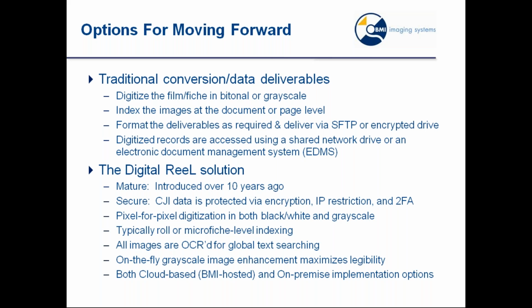Within Digital Reel, we do pixel for pixel digitization in both black and white and grayscale. So that's a big difference between your more traditional type of conversion where you scan in one or the other. We capture all content in both formats. And what we mean by pixel for pixel is that we're capturing actually the entire length of the roll of film and preserving it in high fidelity compared to its original format. So you'll see this when we present the overview demo.